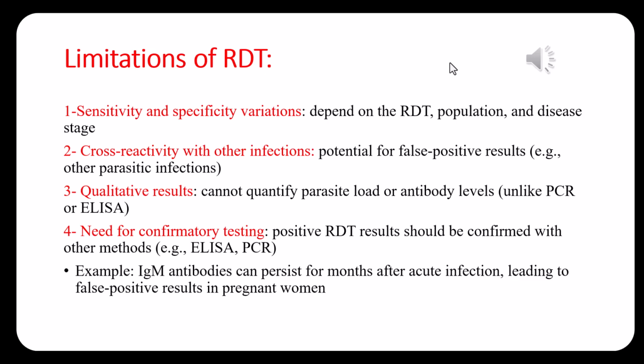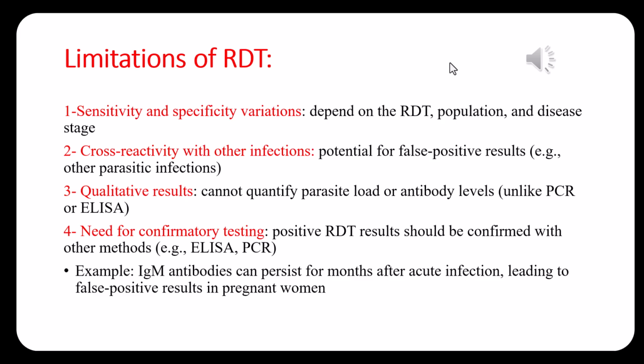We have variation in sensitivity and specificity. What does sensitivity mean? Sensitivity means it gives you the true positive result, while specificity gives you the true negative result. The difference between the sensitivity and the specificity depends on the rapid test, the population, and the disease stage. What is the stage of the disease that the patient has now? That affects the sensitivity and the specificity of the result. That is one of the limitations.